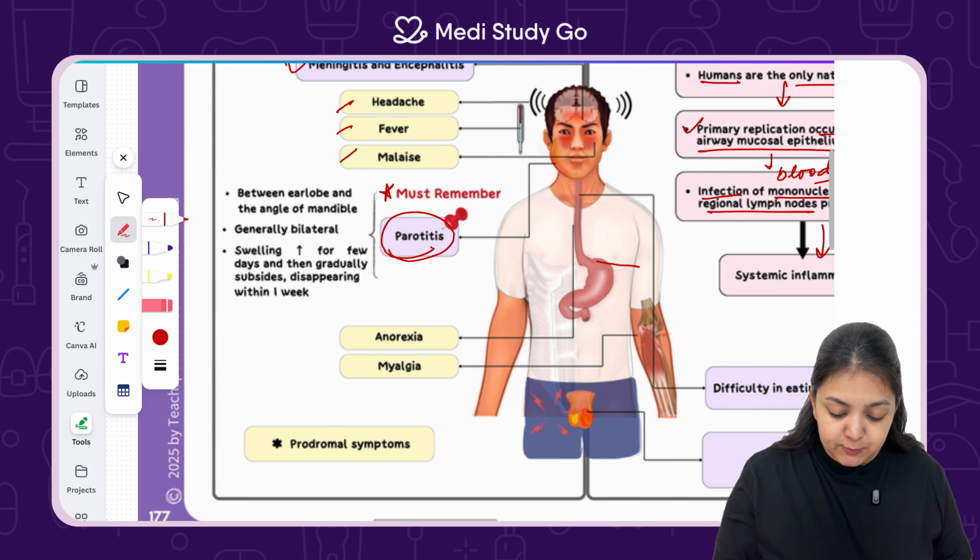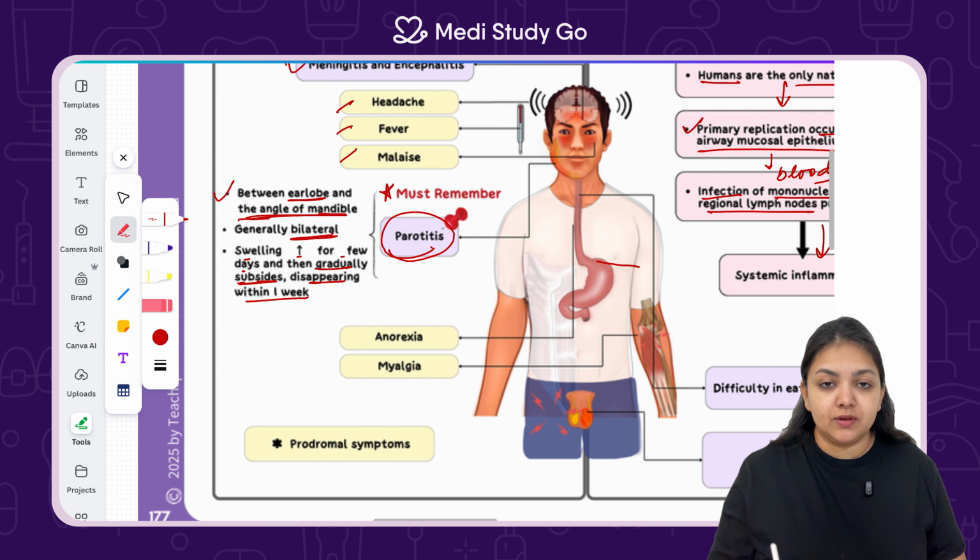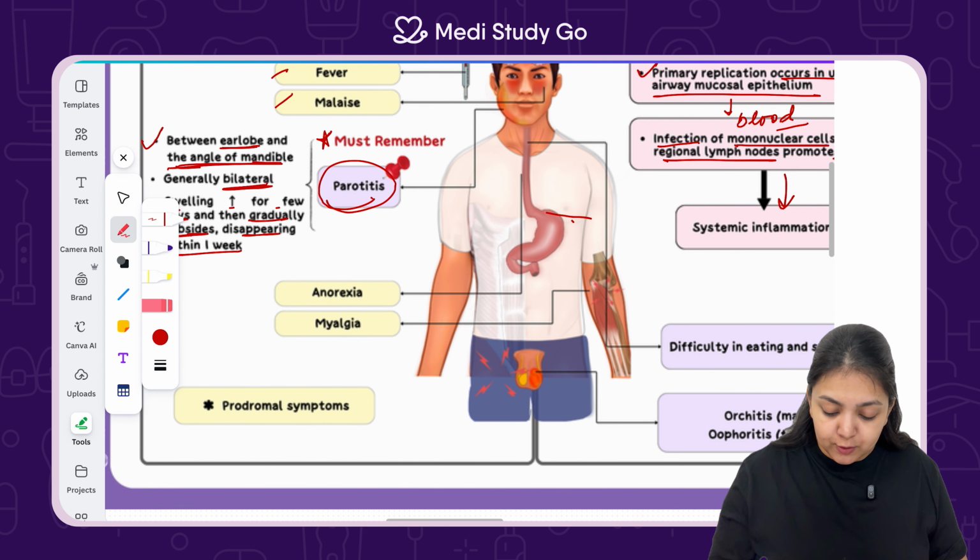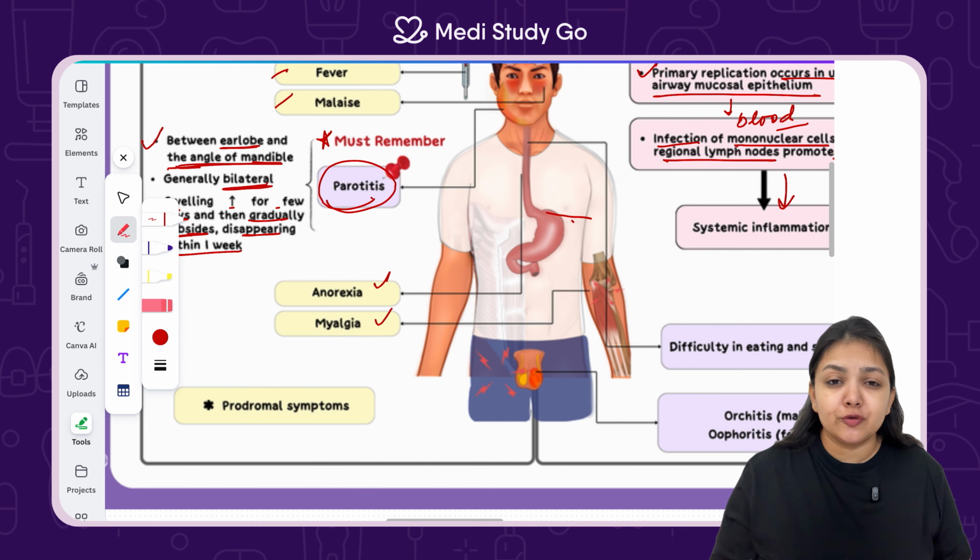parotid gland. It is present between the earlobe and the angle of the mandible, generally bilateral, and the swelling increases for a few days and then it gradually subsides, disappearing within 1 week on its own. There's going to be anorexia and myalgia because the patient is going to feel weakness, a feeling of fullness, loss of appetite, and muscle pain.